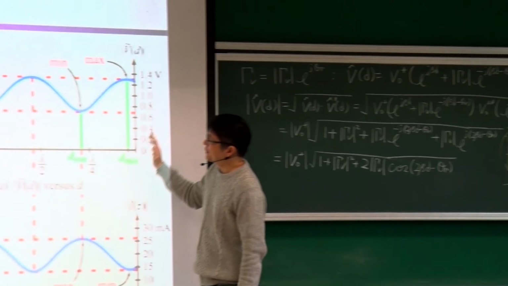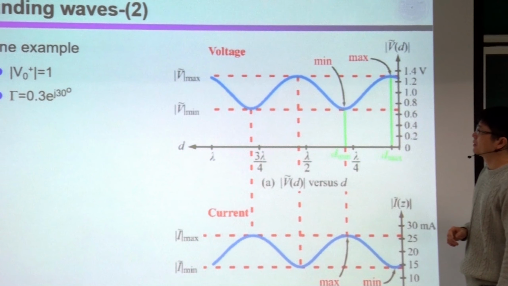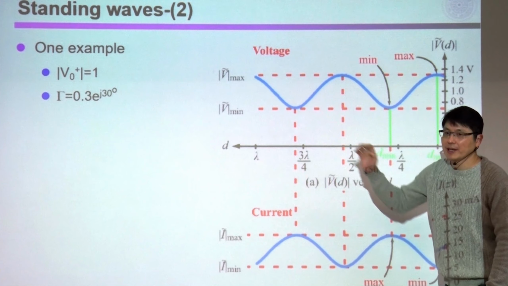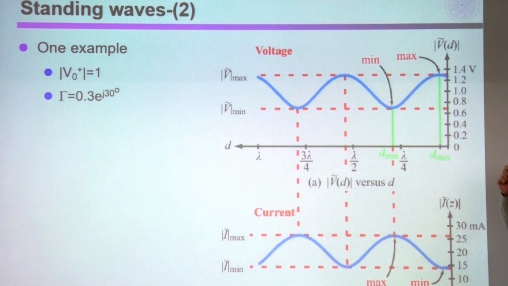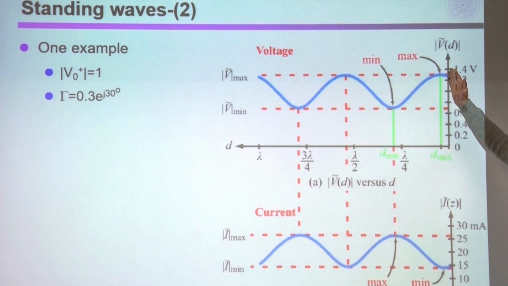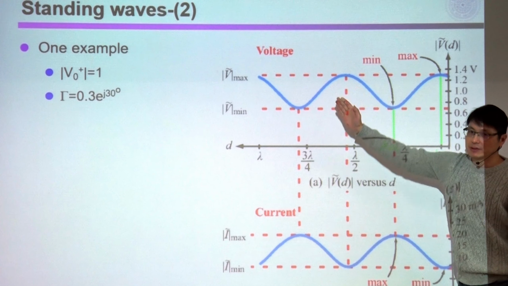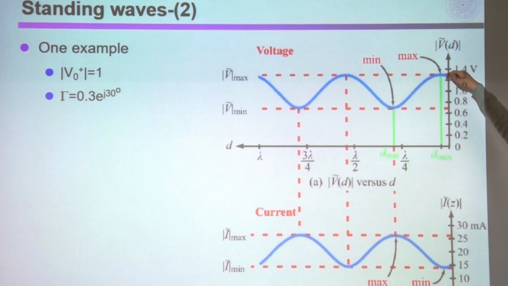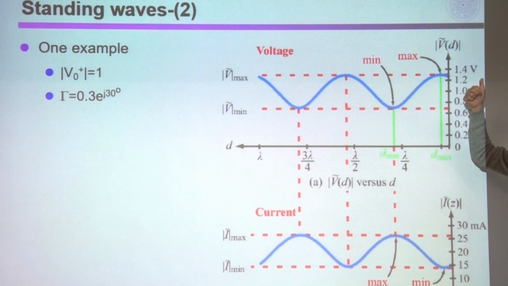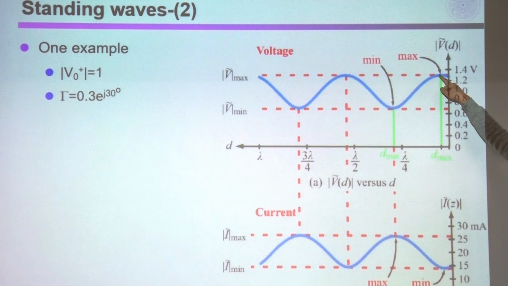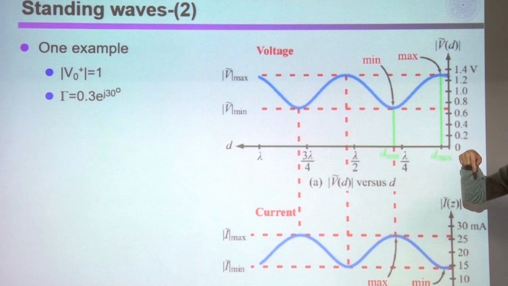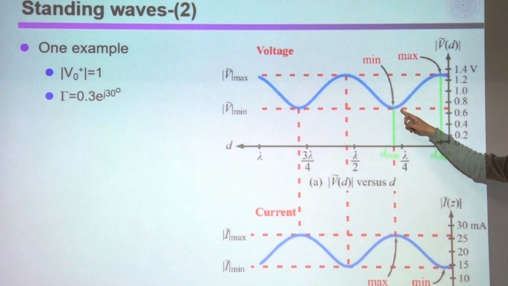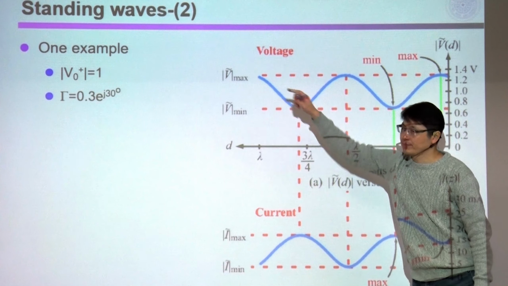Coming back to the PowerPoint. Along the transmission line, the allowed maximum voltage amplitude is space dependent. At this location, I can have the maximum voltage. At this location, I have the minimum allowed standing wave voltage. So it's periodic.